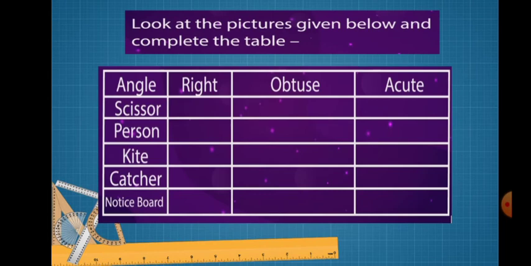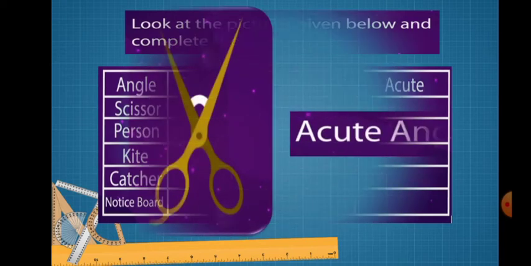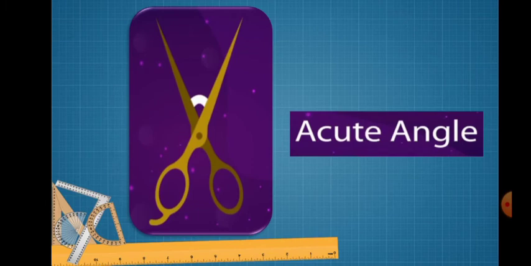Look at the pictures given below and complete the table. We have to observe the angle in the scissor, the angle of the person, the kite, and after that the spanner, and also the notice board. We have to write which category these belong to: right angle, obtuse angle or acute angle. First one, scissor, which is an acute angle because it is more than 0 degrees but less than 90 degrees.